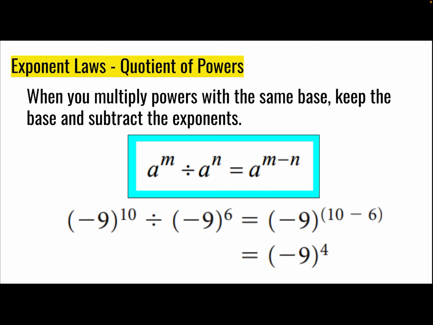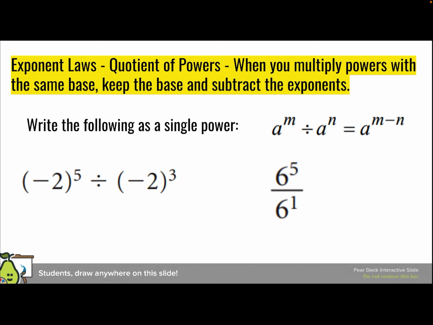A is the base for both of them. I'm dividing, so I subtract the exponents. So we get negative 9 to the 10 divided by negative 9 to the 6. I'll get negative 9 to the 10 minus 6 equals 4. Yeah, 10 minus 6 is 4.